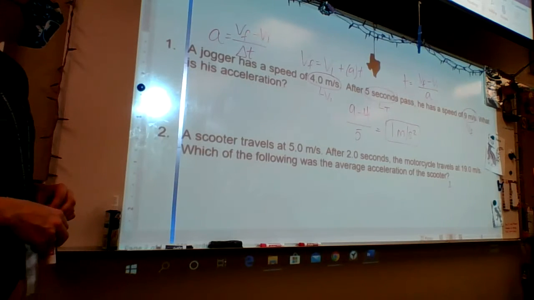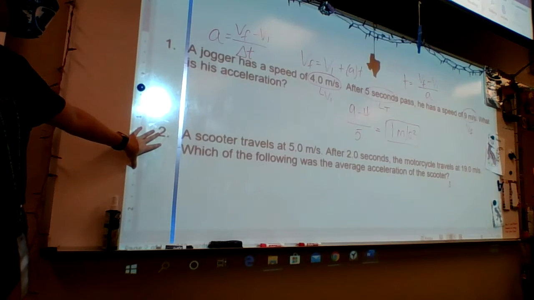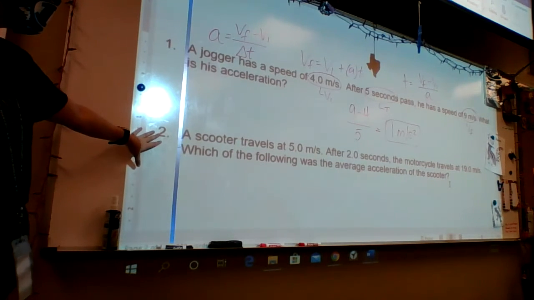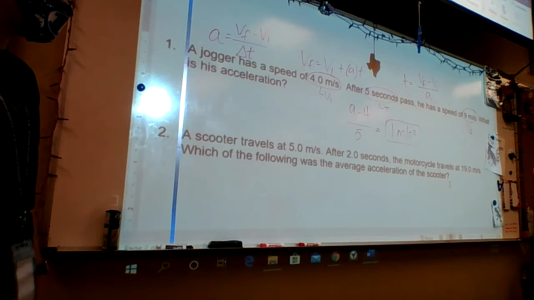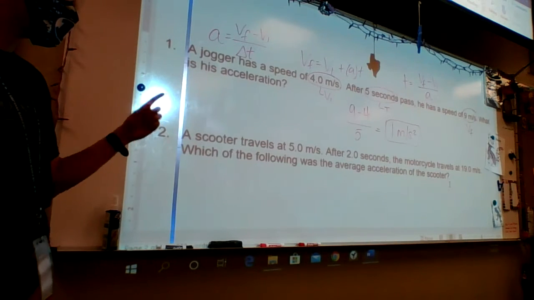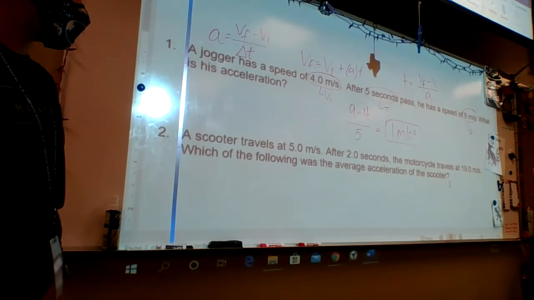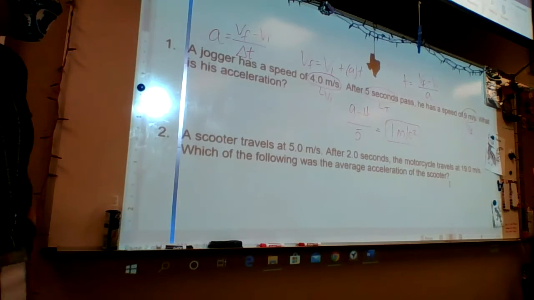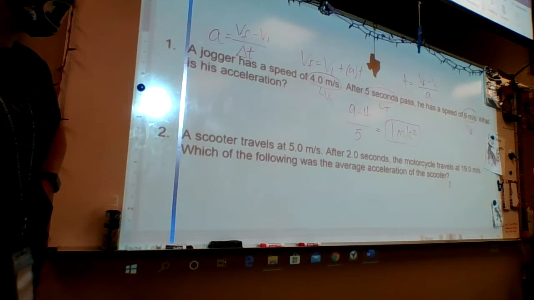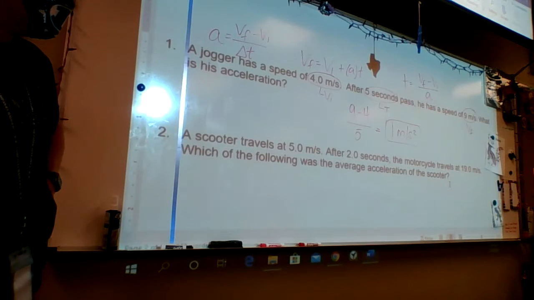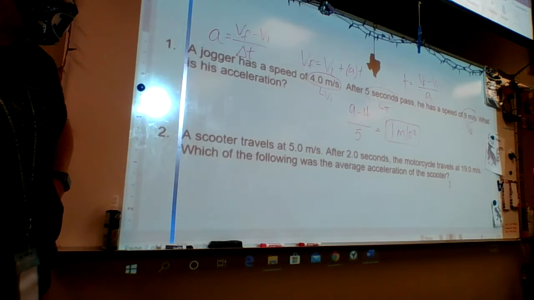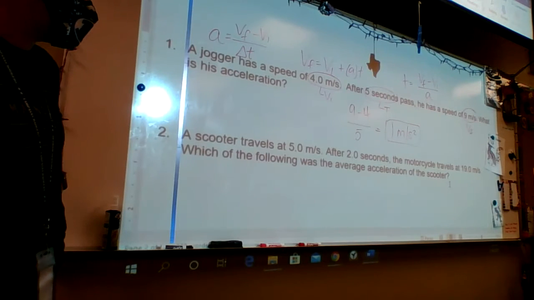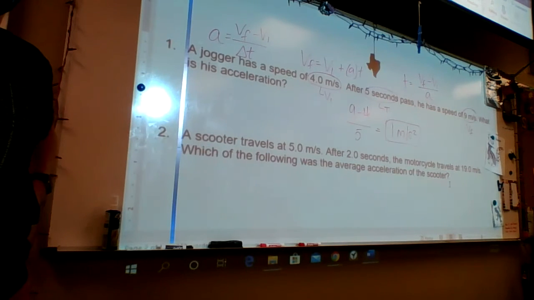Number 2. A scooter travels at 5 meters per second. After 2 seconds, the motorcycle travels at 19. Wow, we switched rides there. That was a typo on Coach Seegert's part. Went from a scooter to a motorcycle. Didn't know you could do that. So after 2 seconds, the motorcycle travels at 19 meters per second. Which of the following is the average acceleration of the scooter? We switched again. So we are calculating acceleration again.